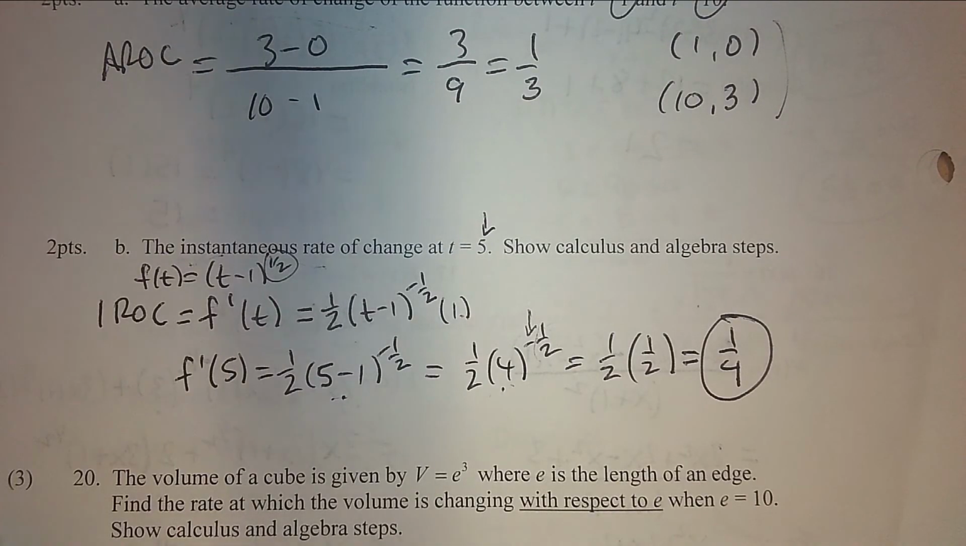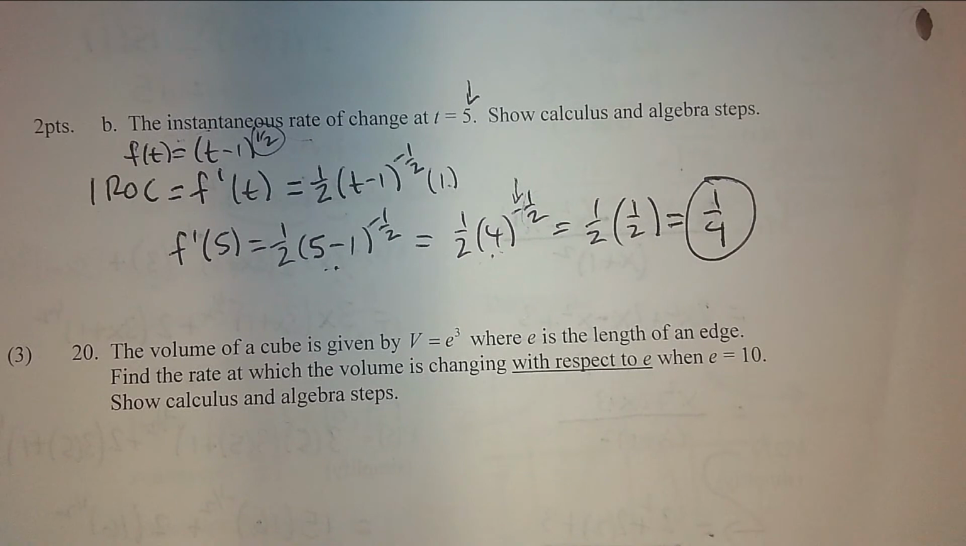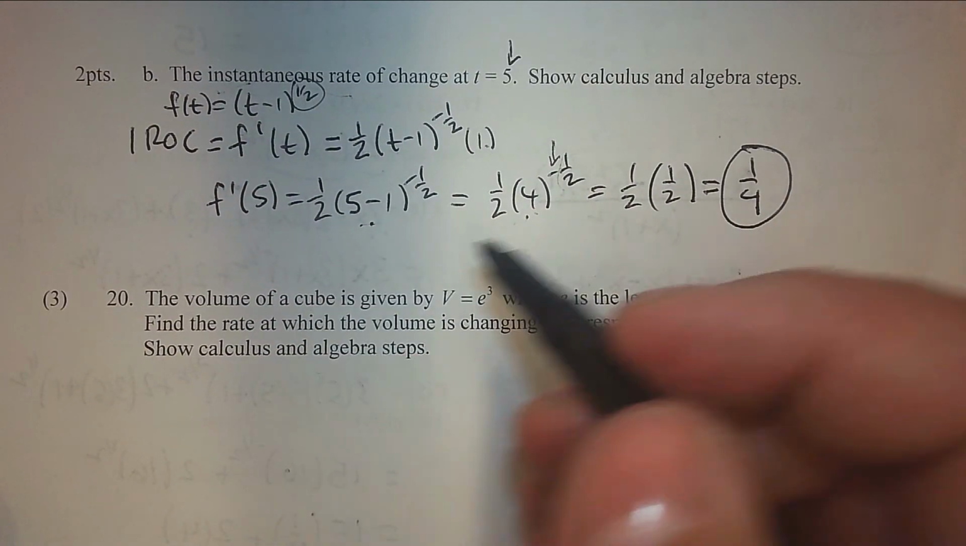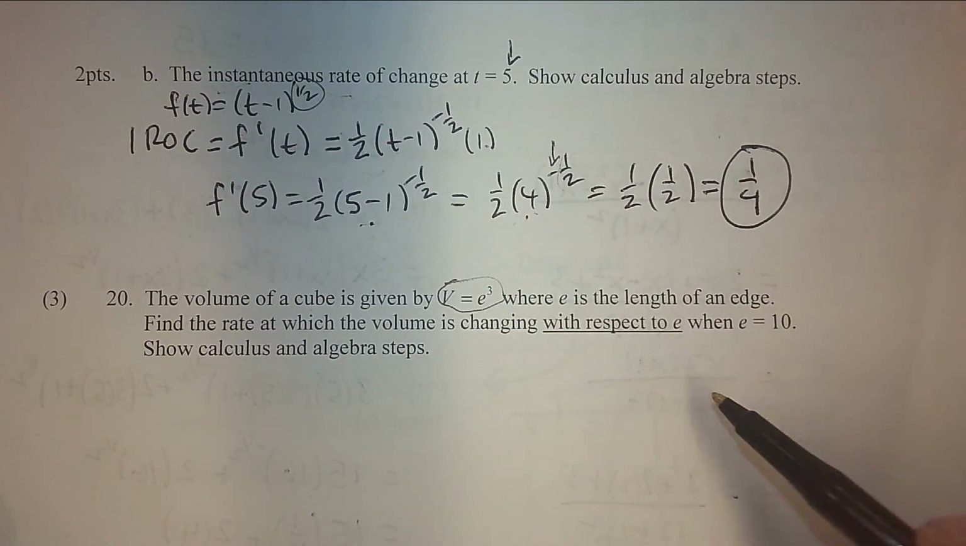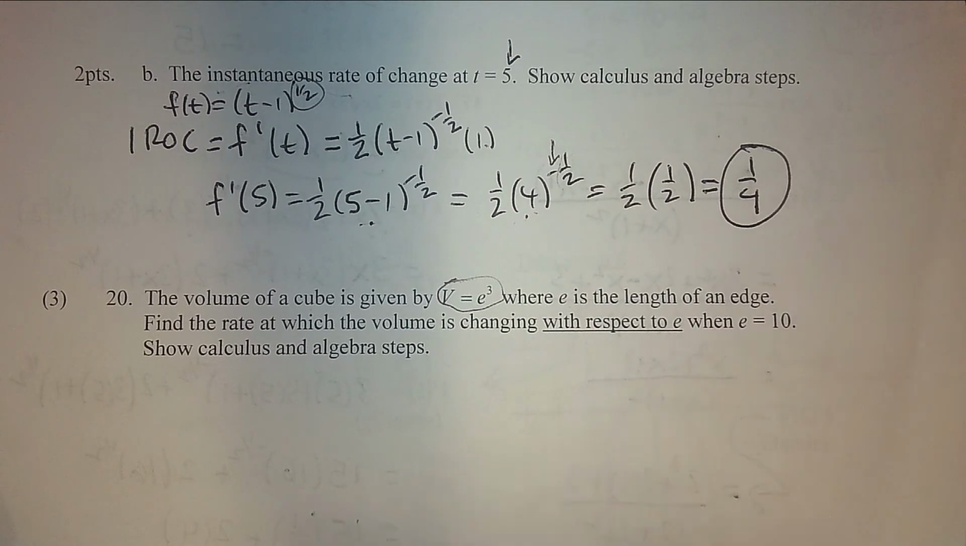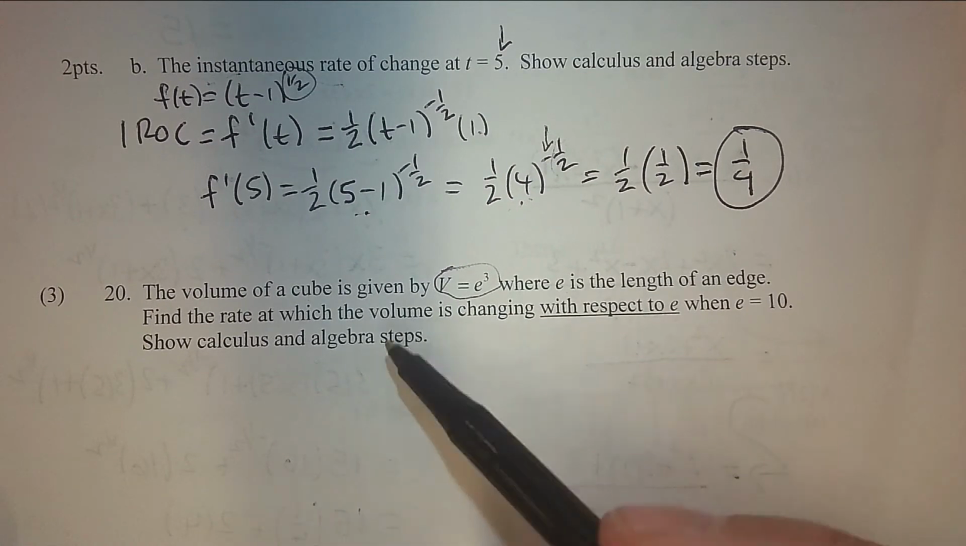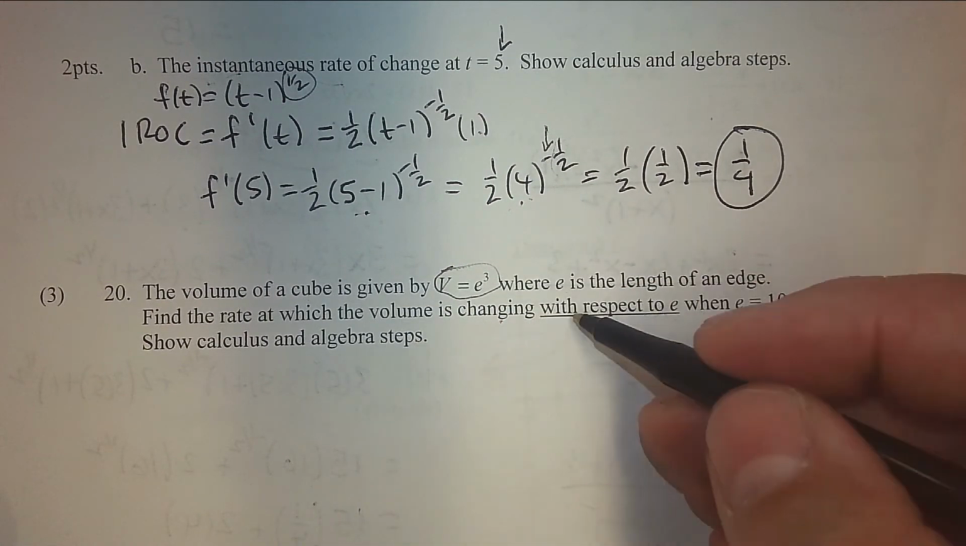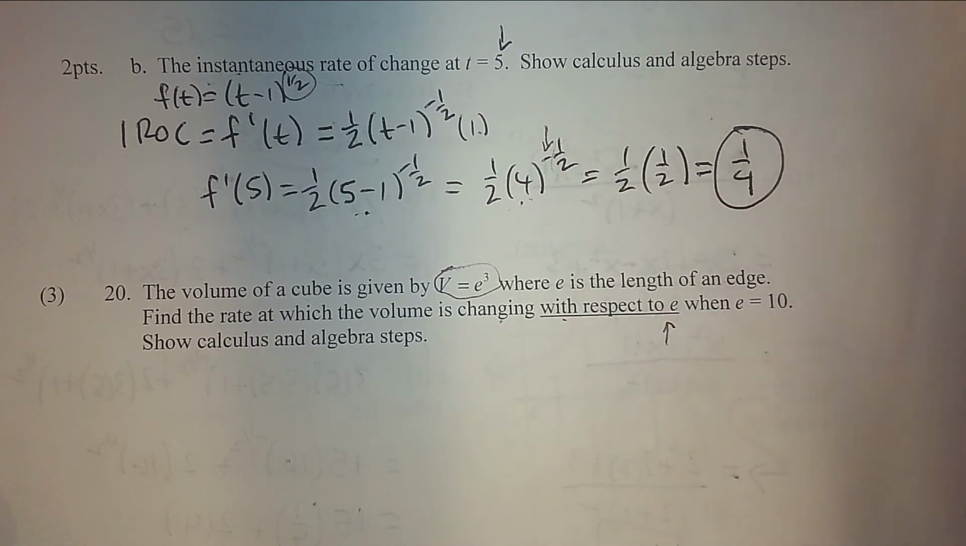Number 20. The volume of a cube is this, where E is an edge length of that solid. Find the rate at which the volume is changing with respect to E. Notice, not time. When E equals 10, and then show the calculus.